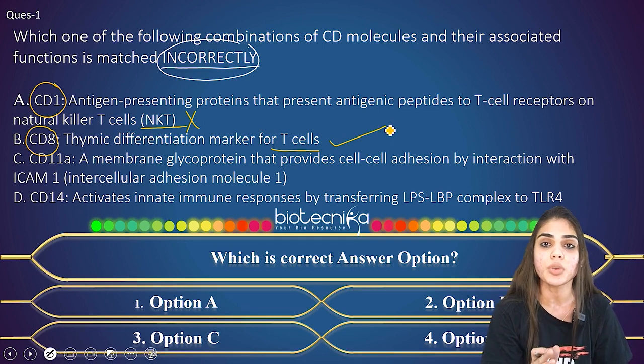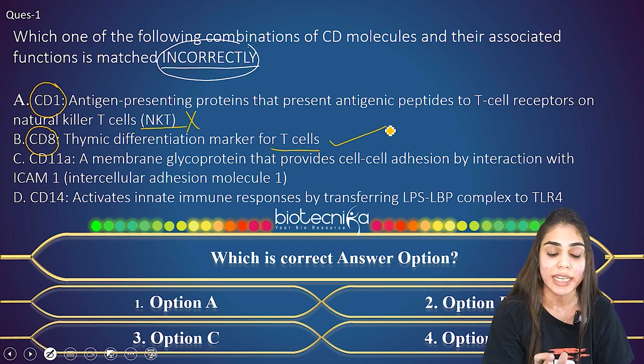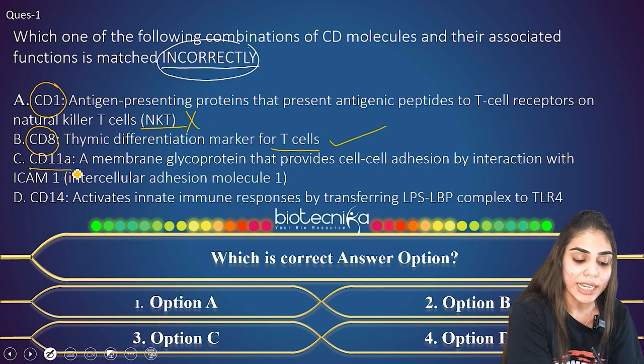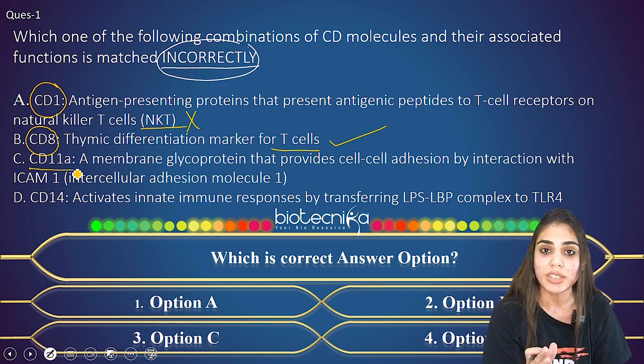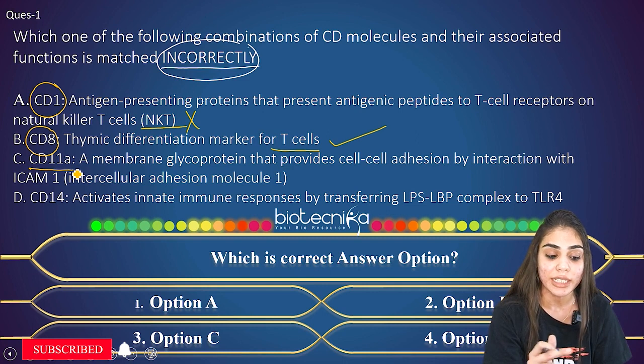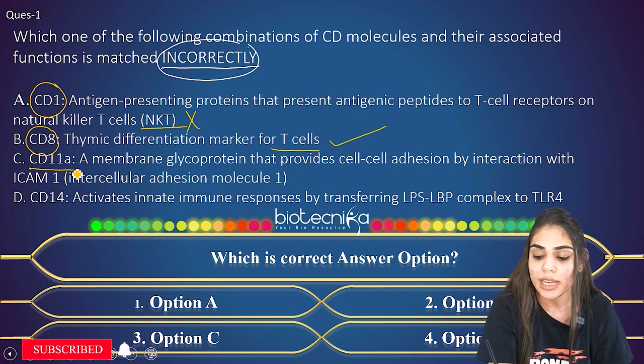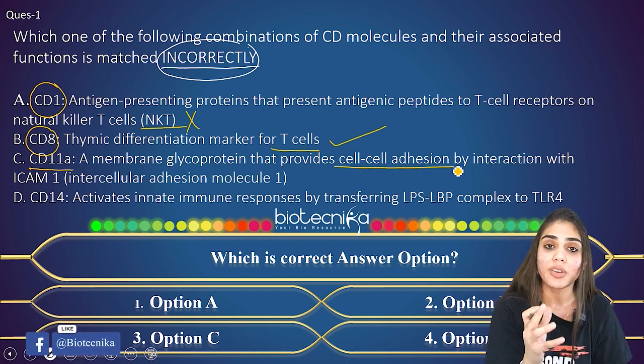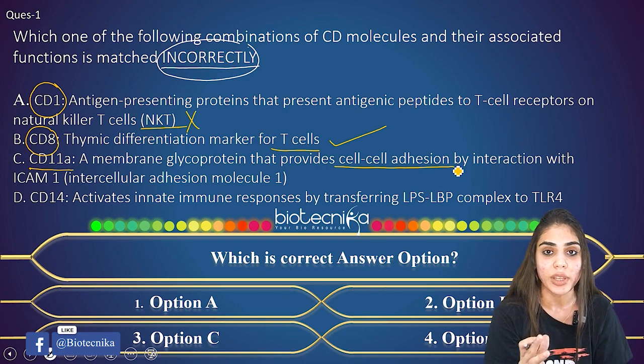Now let's come to the third option, that is about CD11A. CD11A, that is cluster of differentiation 11A, is a pan-leukocyte marker that is present in B lymphocyte, T lymphocyte, neutrophil, basophil, eosinophil, monocytes as well as macrophages. And what's the function of this CD11A? It is used for cell-to-cell adhesion by interaction with ICAM1 as well as LFA.